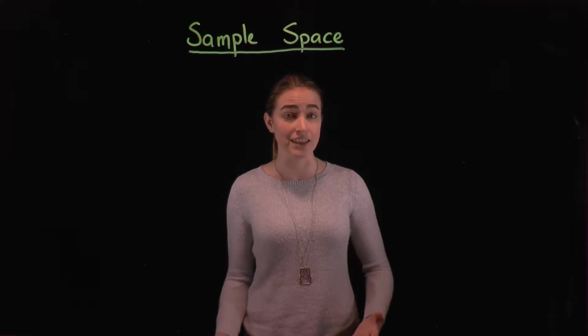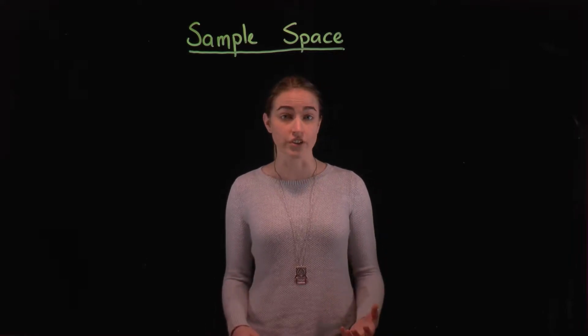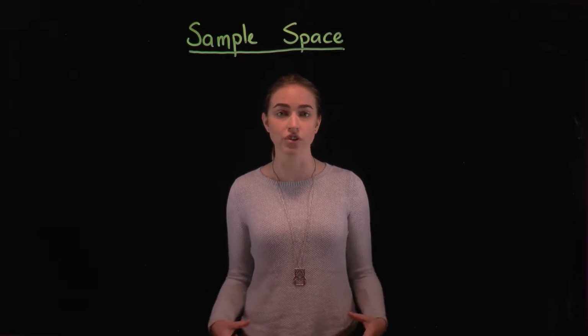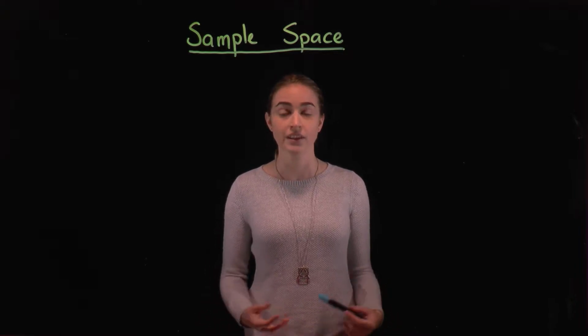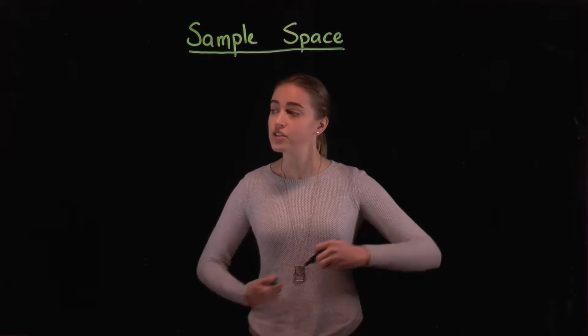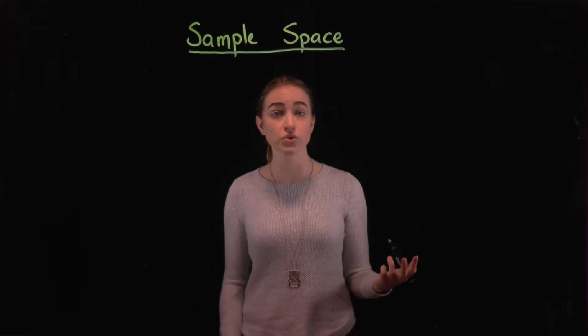One is just simply a list, or we could draw a tree diagram, or we could draw up our results, our possible outcomes in a table. So let's have a look at what those look like. So our first example, we're going to have a look at two coins being flipped.